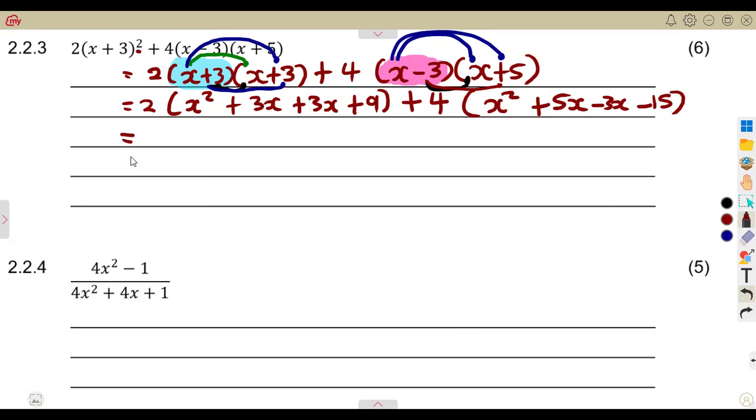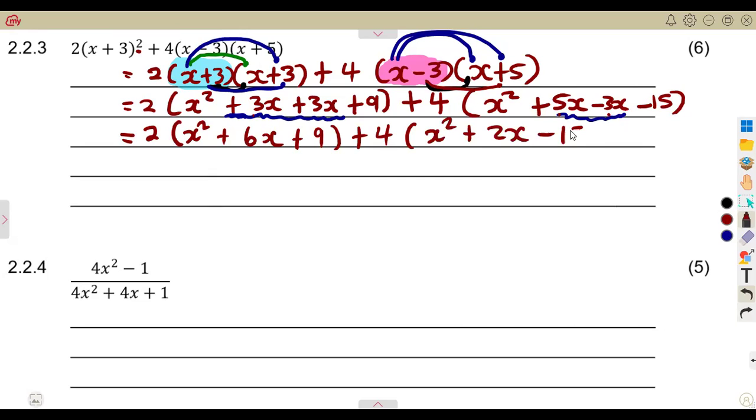So we can move on. We can choose to expand these brackets, which is fine, by the numbers outside. Or we can choose to simplify first what is inside of this bracket so that we do not work with many things. We can choose to collect the like terms inside of these brackets. We have got like terms here, 3x and 3x. So that will be x squared plus 6x plus 9, plus 4 into this bracket. There is 5x here minus 3x. So 5 minus 3, which is 2. So that's x squared plus 2x minus 15.